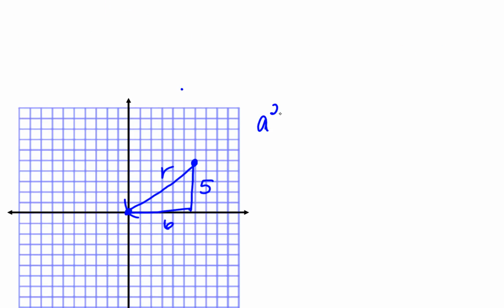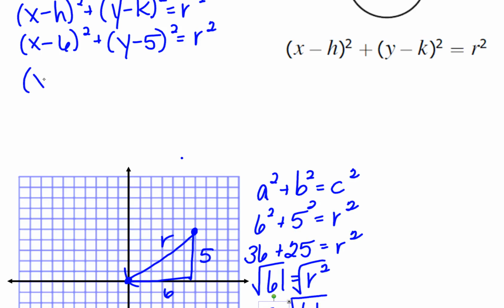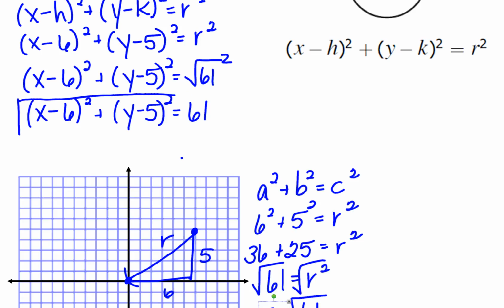a squared plus b squared equals c squared. I have 6 squared plus 5 squared. It would be equal to my radius squared. So I get 36 and 25 is equal to r squared. And in this case, I'll get that 61 is equal to r squared. I'll take the square root of each side, and I'll get that r is equal to the square root of 61. So I'll substitute that in. (x minus 6) squared plus (y minus 5) squared equals the square root of 61 squared. And then I'll just simplify that down, and I'll get (x minus 6) squared plus (y minus 5) squared is equal to 61.